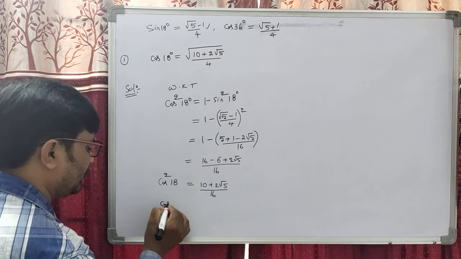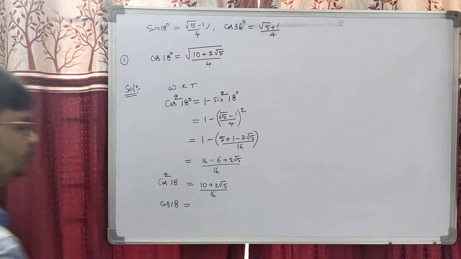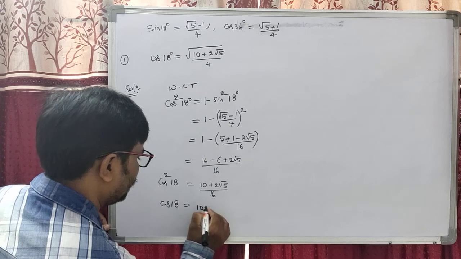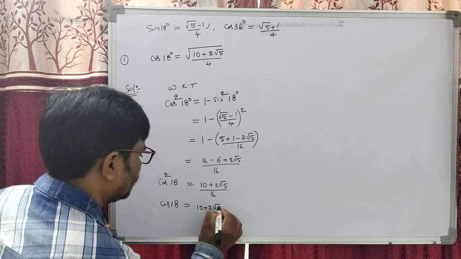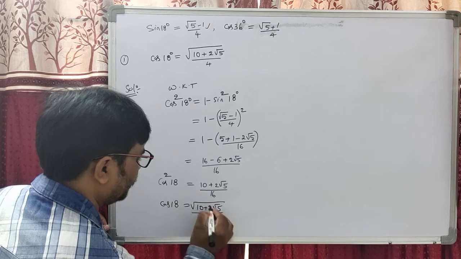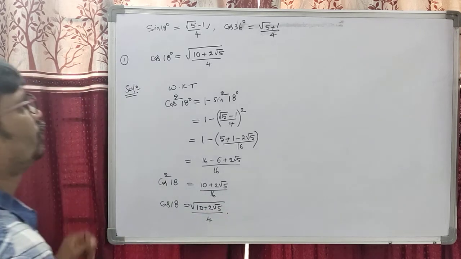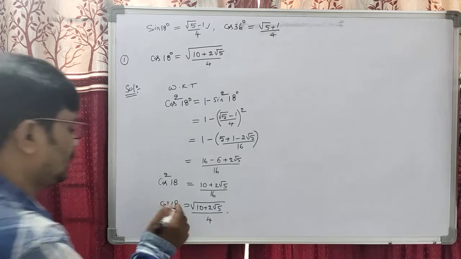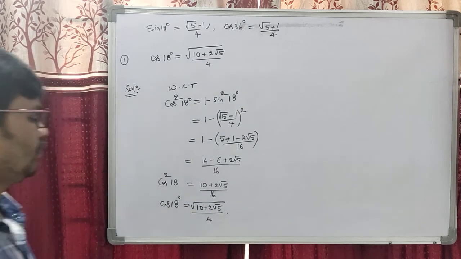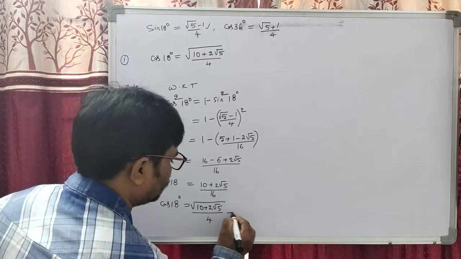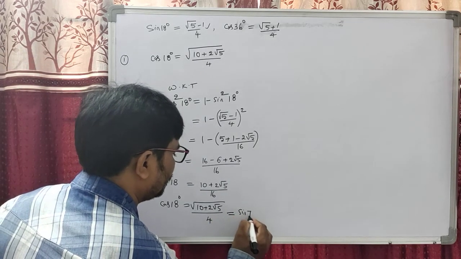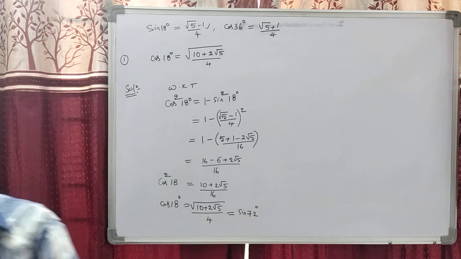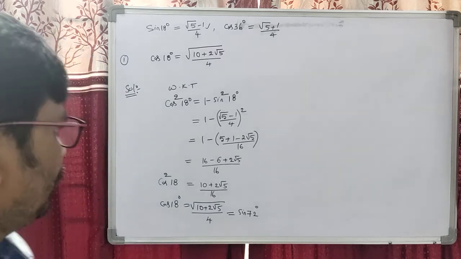Therefore, students, we can write cos 18 equals, the square is sent to the other side, then it is root of (10 plus 2 root 5). The root of 16 is 4. So (root of 10 plus 2 root 5) by 4. This is the value of what, students? Cos 18 degrees. So my dear students, cos 18 is also equal to sin of 72. The value of sin 72 also is root of (10 plus 2 root 5) by 4.